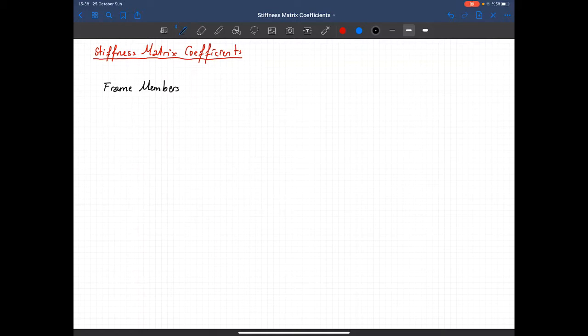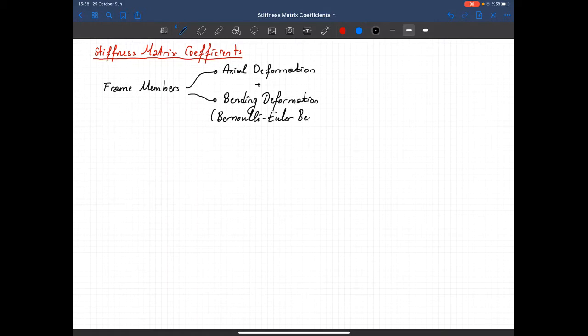and according to our definition, the frame member is composed of or can undergo axial deformation, and it can undergo bending deformation. So we are assuming that these two deformations are independent from each other. So as a starting point, we will just assume the Bernoulli-Euler beam theory for the bending deformation. Let's remember that we don't have any shear deformation.